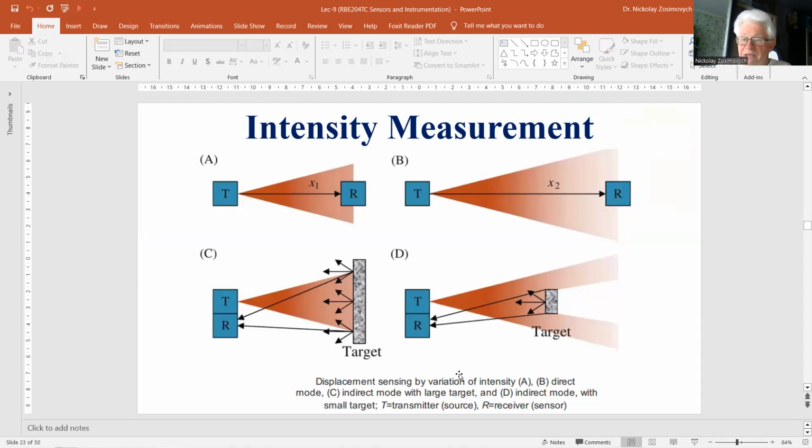Figures A and B on the top part of this slide show a general setup according to the direct mode. In the direct mode, the transmitter, that means LED or laser diode, is mounted on a fixed part of the construction, while the sensor is positioned on the moving part or target, or maybe vice versa. Comparing figures A and B makes clear that the light intensity in watts per square meter drops with the square of the distance.